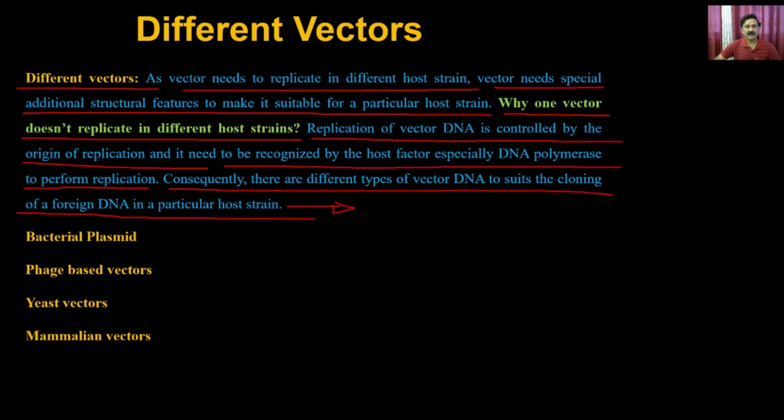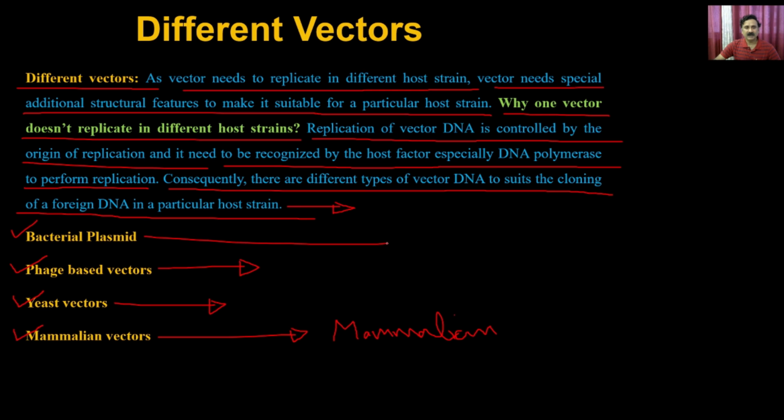strain. So you can have the bacterial plasmid, the phage-based vector, the yeast vector, and the mammalian vector. A mammalian vector is going to replicate in the mammalian system, right? Mammalian means all the normal cells. The yeast vector is the yeast-based vector. Then you have the phage-based vector, and then the bacterial plasmid, which is going to work in the bacterial system as well.